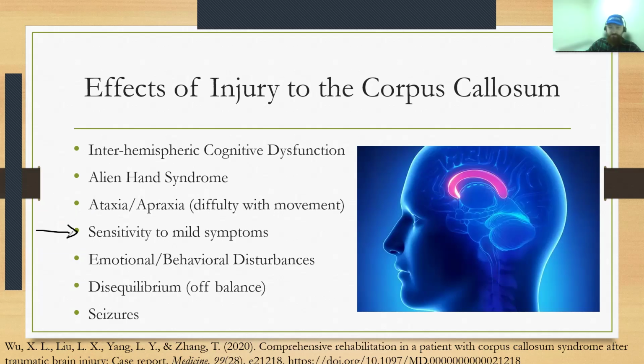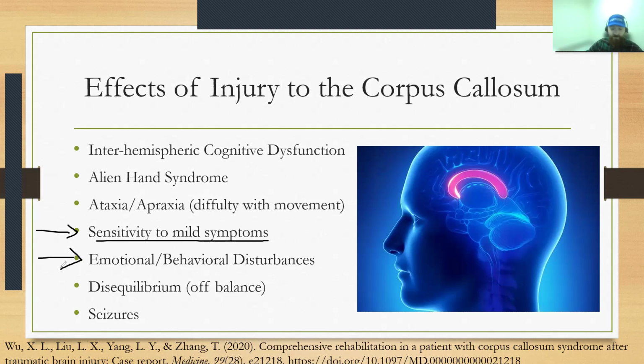Someone who has damage to their corpus callosum might be sensitive to mild symptoms. Think about the connection between left and right and how much you have that is bilateral. You have two ears, two eyes, two nostrils, two hands, two feet. And so you might be sensitive to maybe slightly less extreme colds, less extreme hots. You might be sensitive to one side. And so these are things that maybe we should consider.